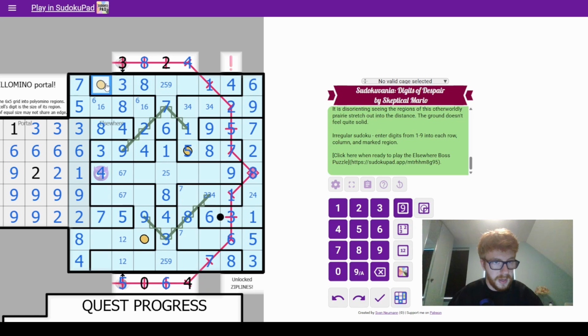No, that could be a 5. I almost missed the coin thing again. 3. So one of those is a 3. That's not a 3, that's not a 3, so that's a 3. That's the only place 3 can go in that region. So that's not a 3. It's not a 4 because then that would be a 9, so we have the 2.